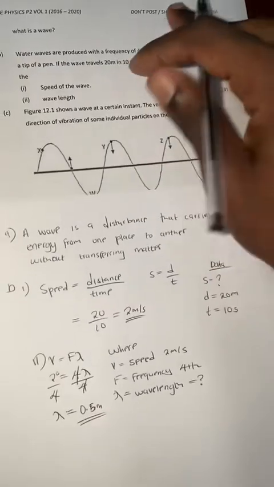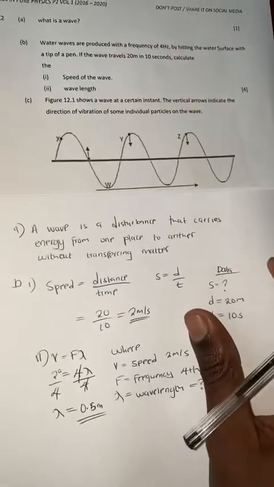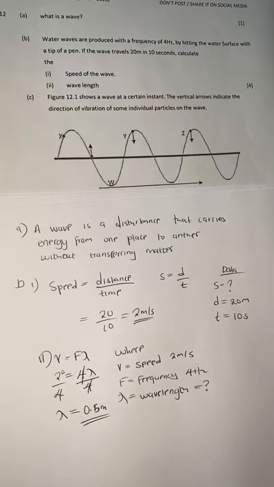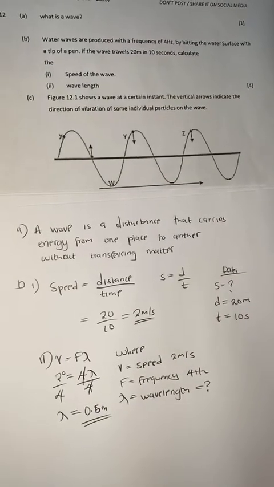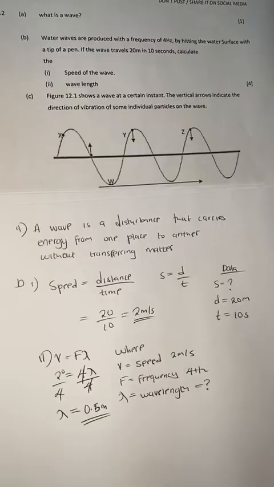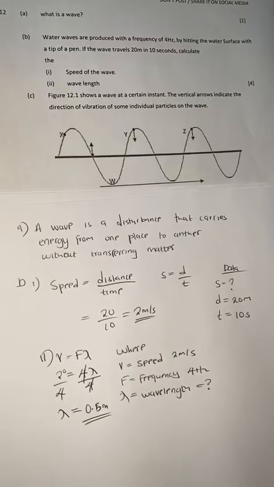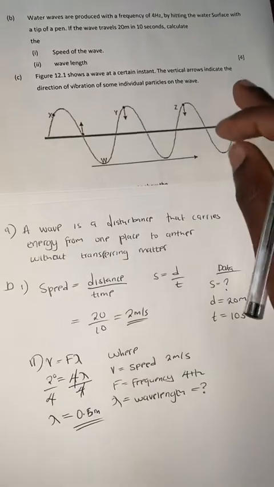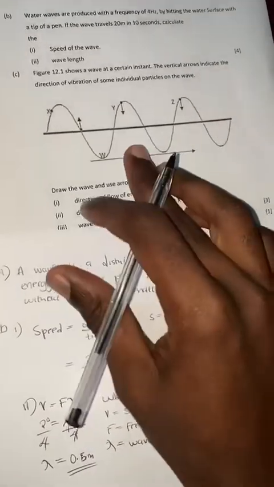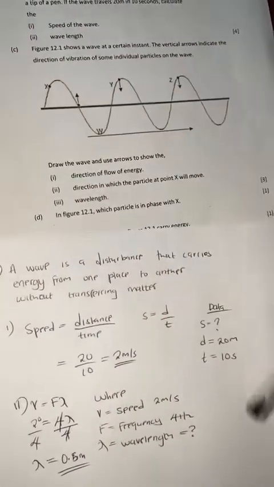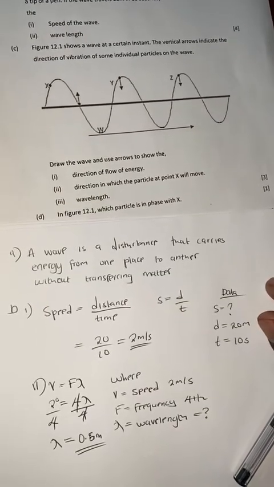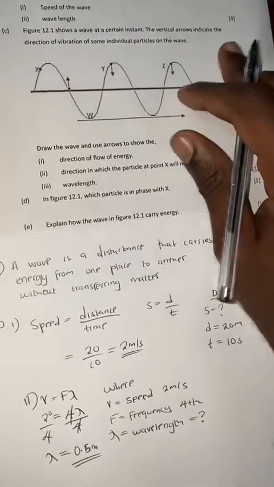Then I'll come to C. Figure 12.1 shows a wave at a certain instant. The vertical arrows indicate the direction of vibration of some individual particles on the wave. So this is the wave shown here. And the first question says, draw the wave and use arrows to show the direction of the energy.